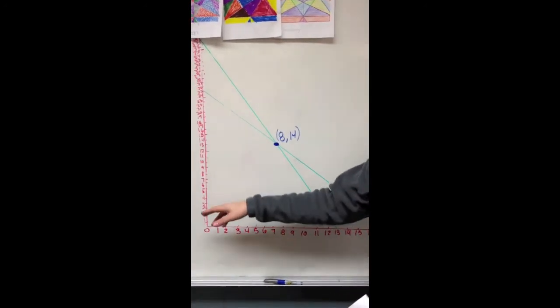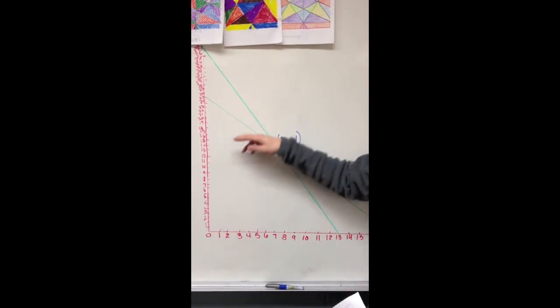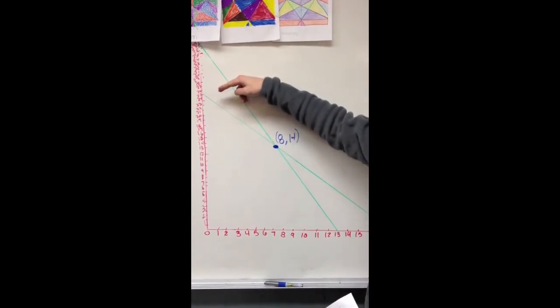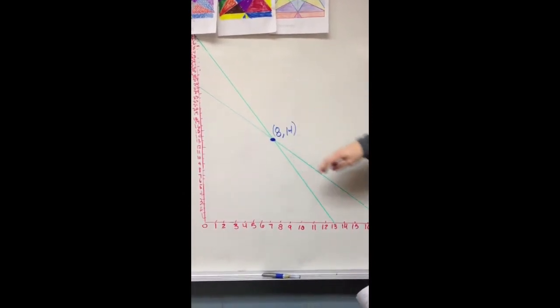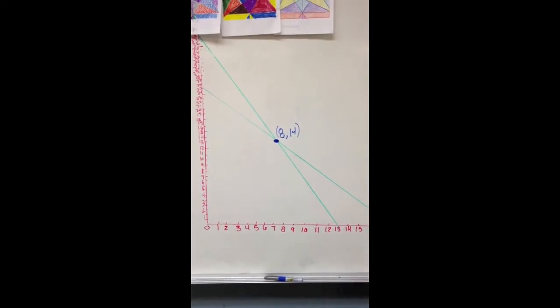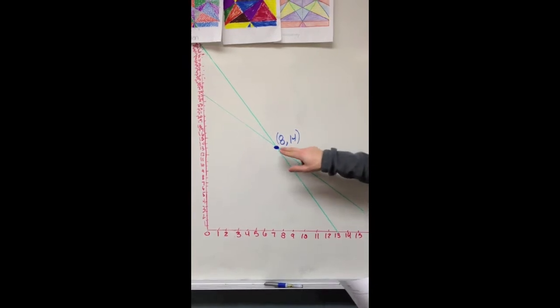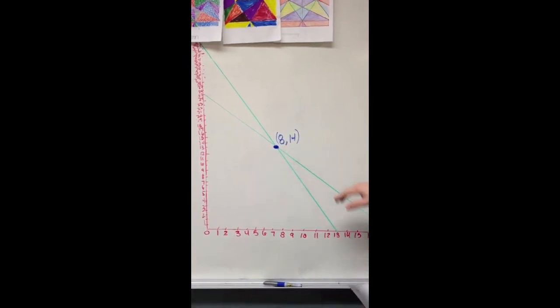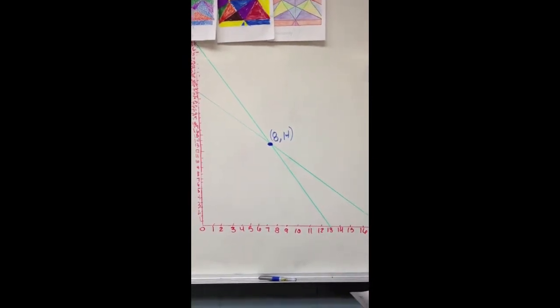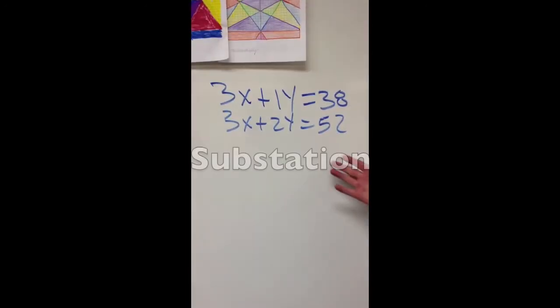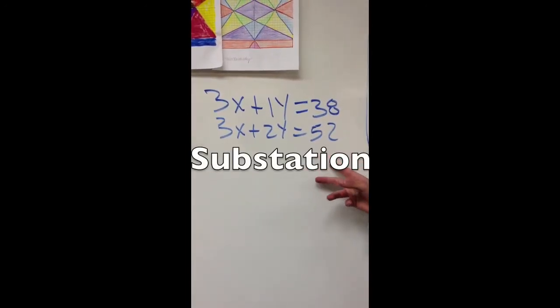And then for the next one, you go up to 26, down 3 over 2, the whole way down, to make the graphs. And then you find where the 2 lines meet, which is (8, 14), and that's what you get.